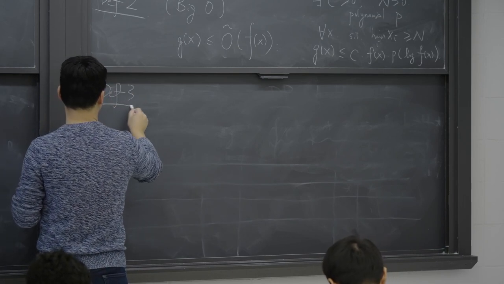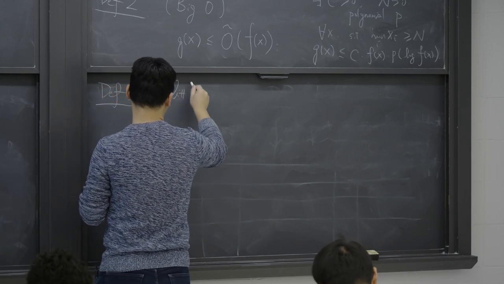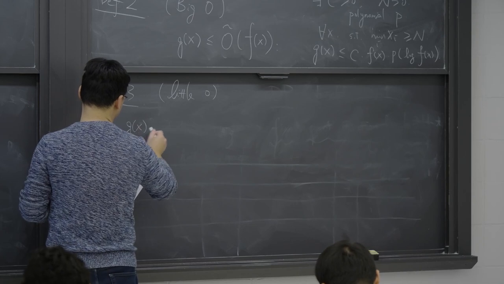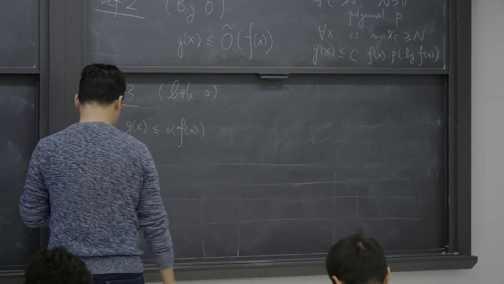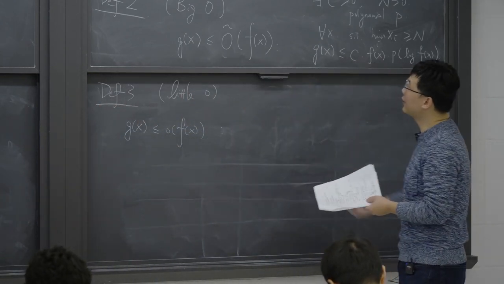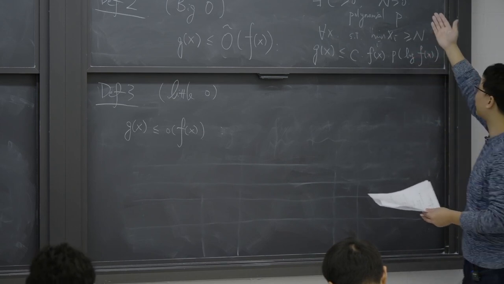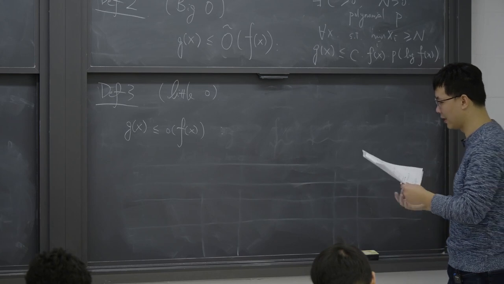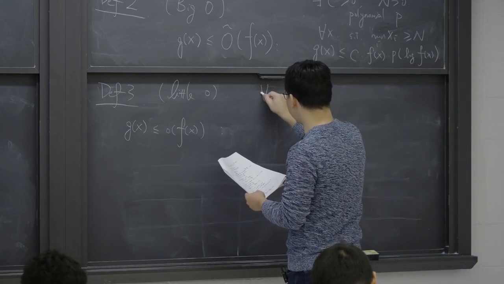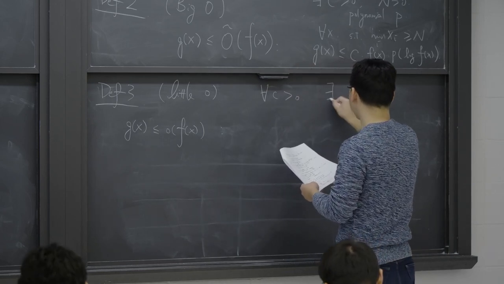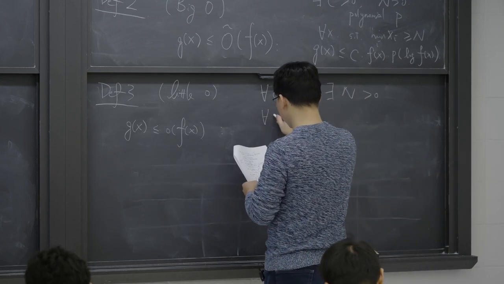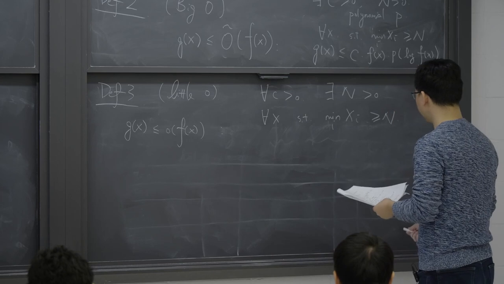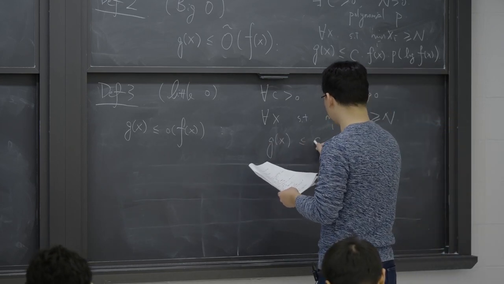Okay, and similarly, we will define the little o notation. Essentially, we say g(x) is little o of f(x) if the following happens. I think the intuitive understanding of little o versus big O is that big O is smaller than some constant times, so they can be of similar order, just up to some constant difference. Well, little o essentially means g(x) is strictly smaller than f(x) when x is large enough. So how do we describe it? Essentially, we say for any constant c, no matter how small it is, there exists some n, so that when n is large enough, for any x such that the minimum of x_i is greater or equal to n, we have g(x) smaller than constant times f(x).